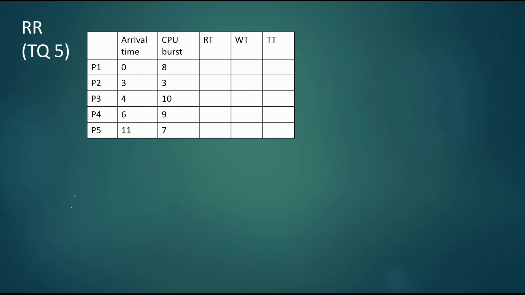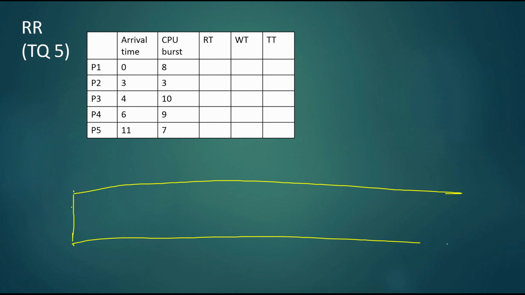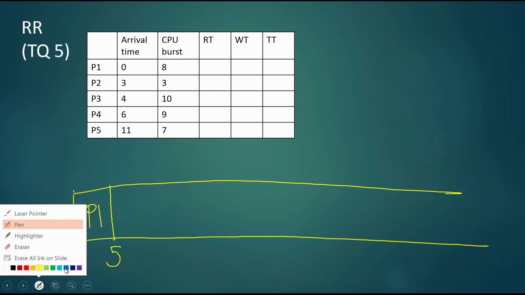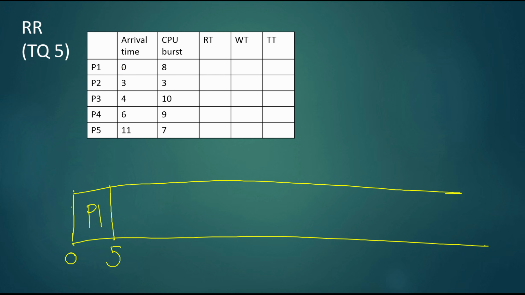So let's get started. This is our Gantt chart. We start at time 0, and since it's first come, first serve, we will start with P1, which arrived first. P1 has a CPU burst of 8, so it will be given 5 time units on the CPU, and at time 5, it will be preempted and go back into the ready queue, with 3 time units of CPU burst left.